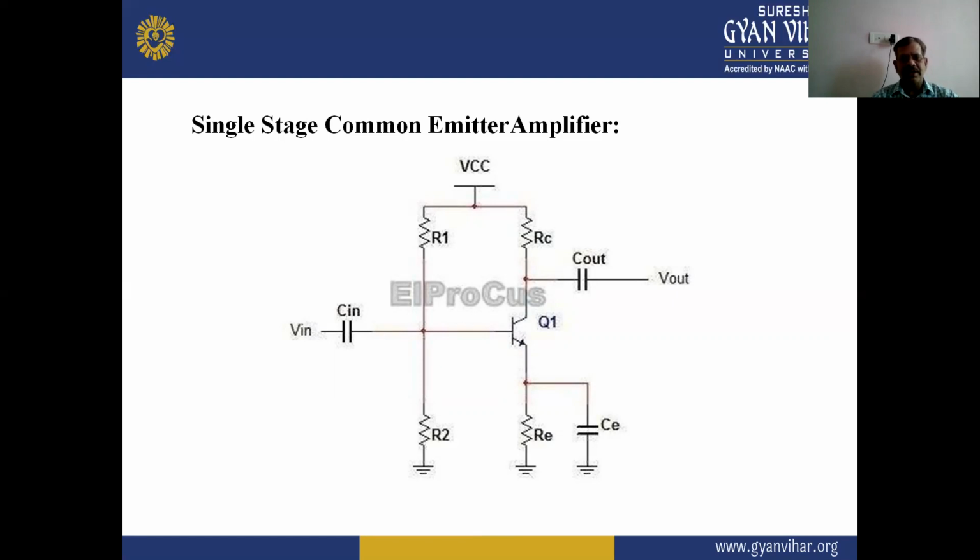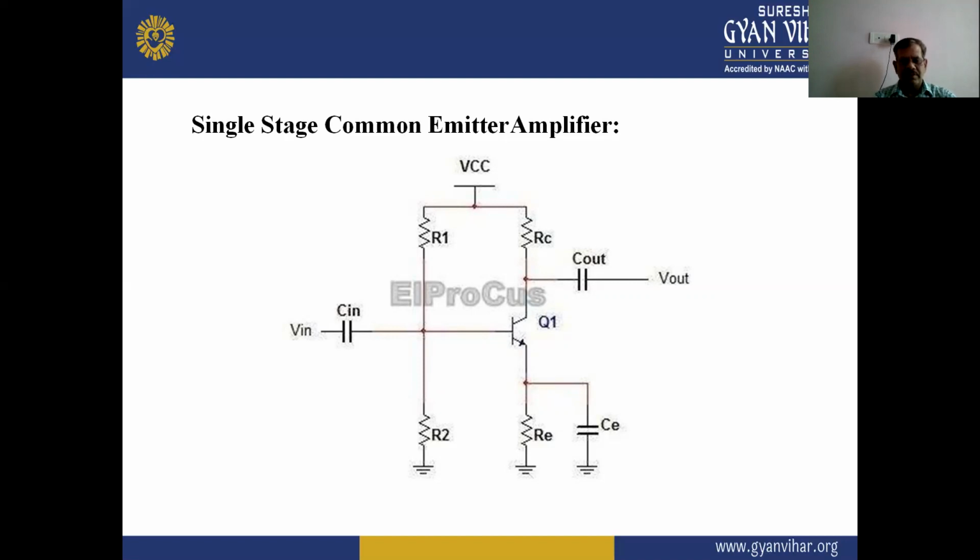This is the circuit diagram of the single stage common emitter amplifier. In this circuit diagram, the emitter terminal is common between the input and output side. There is only a single stage used, so this is named the single stage common emitter amplifier.